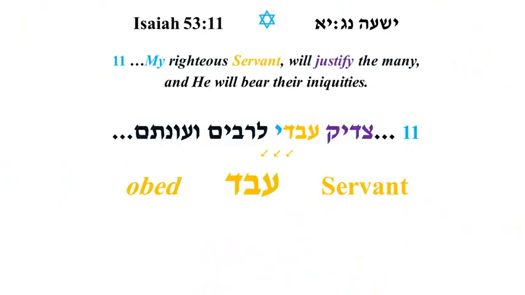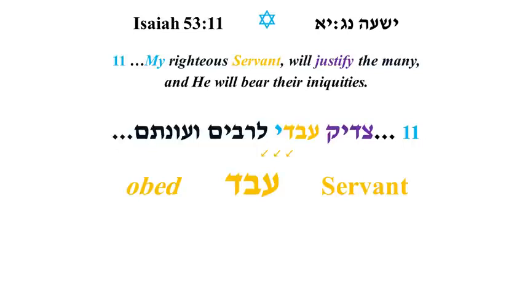Isaiah 53, verse 11. My righteous servant will justify the many, and he will bear their iniquities. The righteous servant is the Mashiach, and he's going to justify the many, and he will bear their iniquities. The Messiah is going to bear the sins of many. Again, this is a picture of Yeshua coming to earth and taking our sin and becoming our korban, our sacrifice. Isaiah 53 says it. And that word there, my righteous servant.